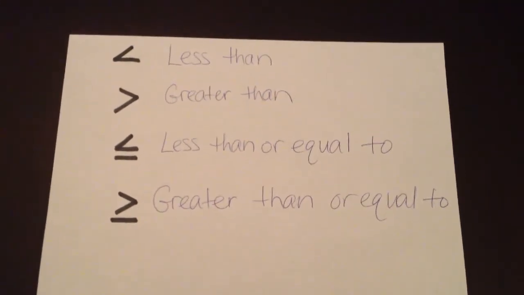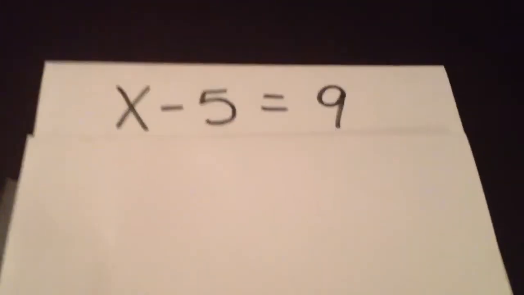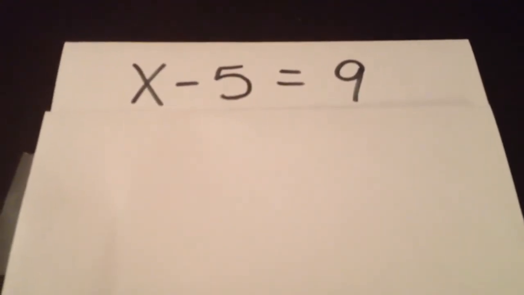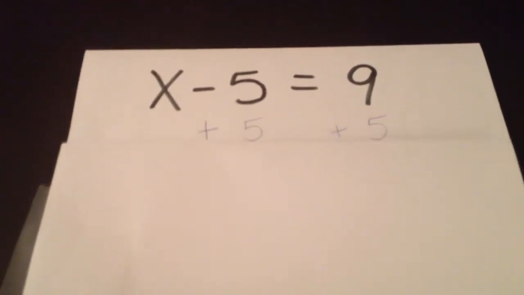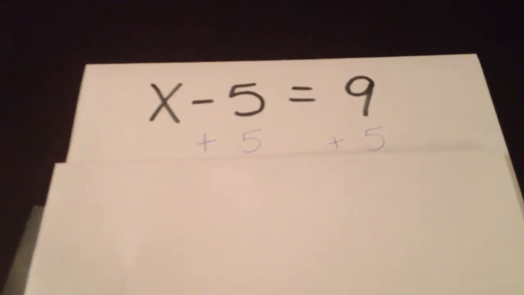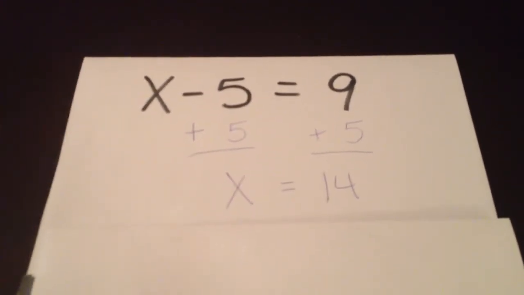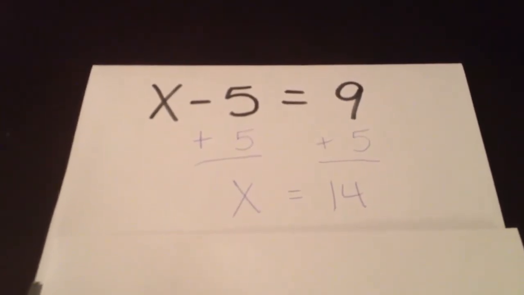Today we're going to look at inequalities. Recently in math we've been talking about equations, and we've been solving equations and finding one correct solution to that equation. So if we look at this equation, x minus 5 equals 9, we would solve it by adding 5 to both sides to get the x by itself, and then we find that the answer is x equals 14. So there's one solution to that equation.